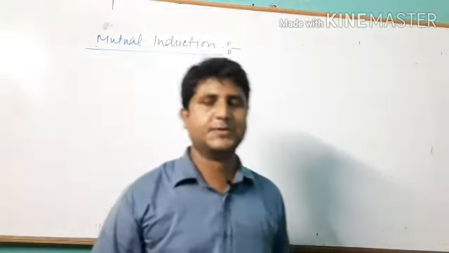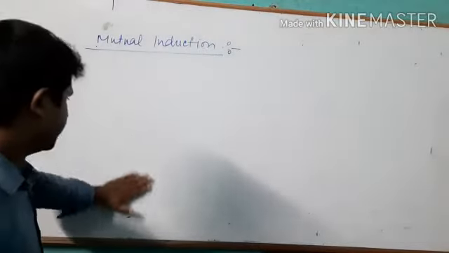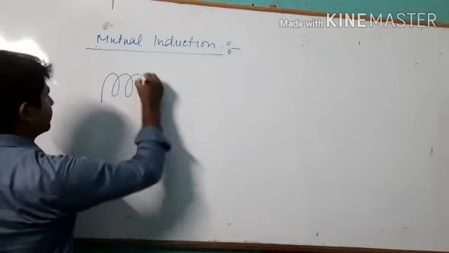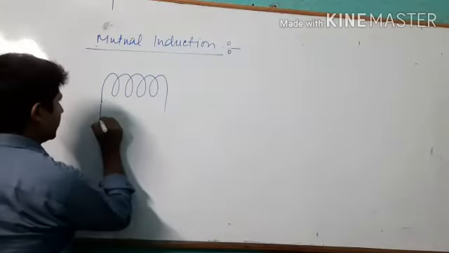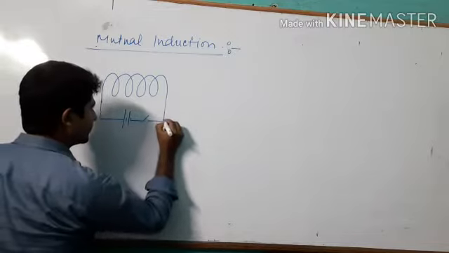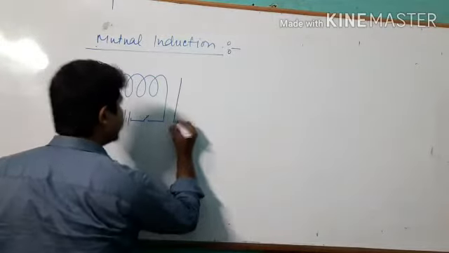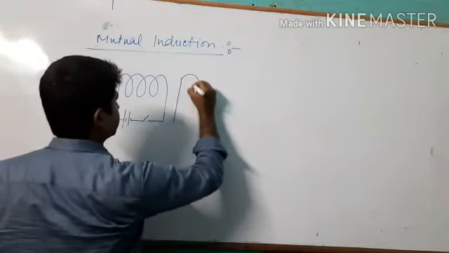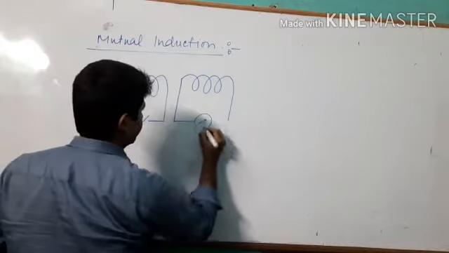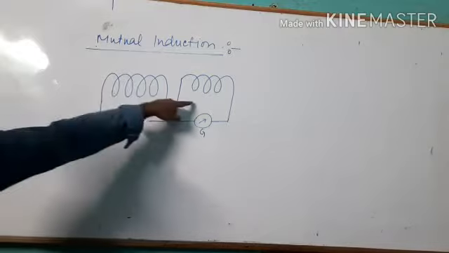Good morning students. Today we will start with this topic called mutual induction. So to understand this phenomena, we choose two coils. So this is coil 1, and we placed another coil very close to the first coil, and a galvanometer is connected with the second coil. So this coil is called primary coil and this coil is called secondary coil.